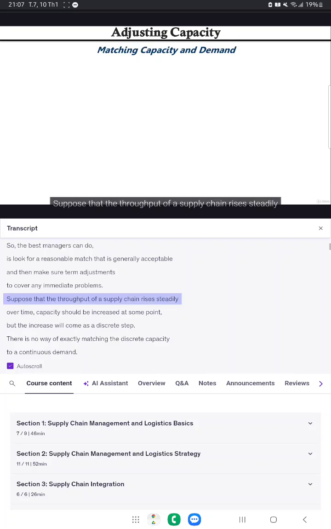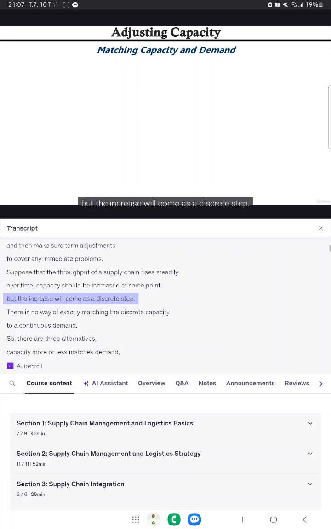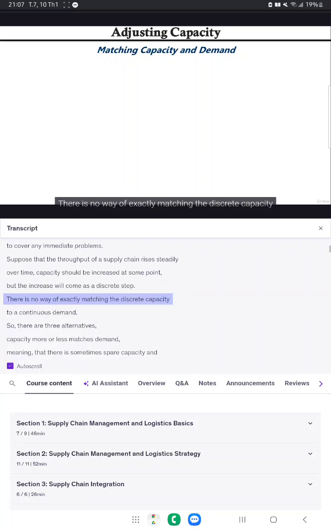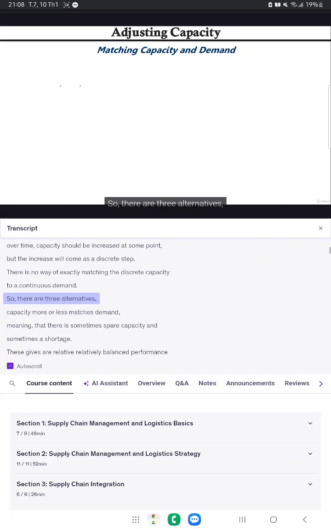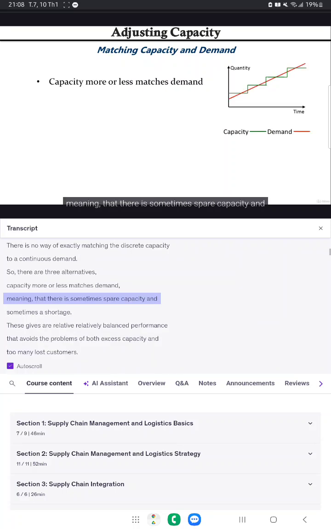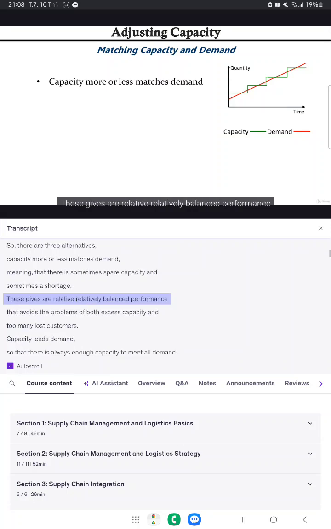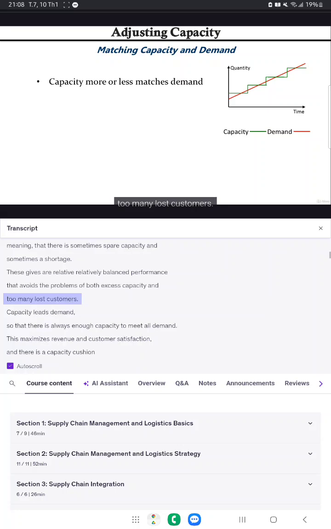Suppose that the throughput of a supply chain rises steadily over time. Capacity should be increased at some point, but the increase will come as a discrete step. There is no way of exactly matching the discrete capacity to a continuous demand. So there are three alternatives. Capacity more or less matches demand, meaning that there is sometimes spare capacity and sometimes a shortage. This gives a relatively balanced performance that avoids the problems of both excess capacity and too many lost customers.